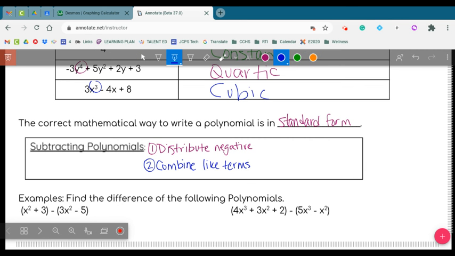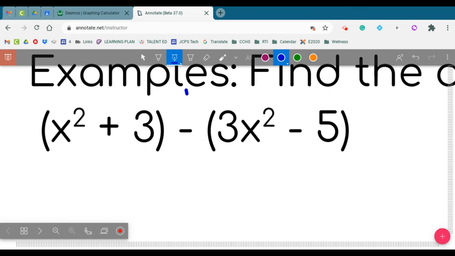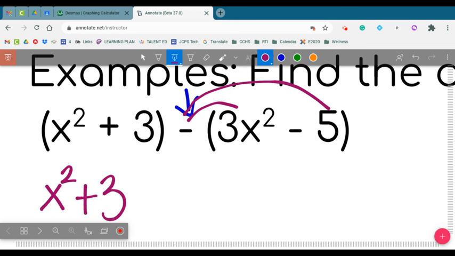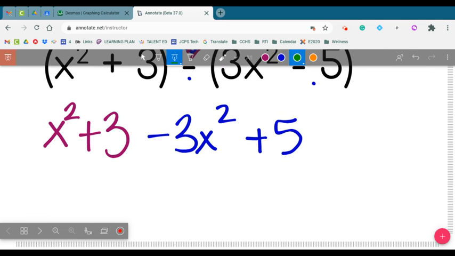Okay, it says find the difference of the following polynomials. Our first step: we have this negative sign in the middle. We're going to take it and distribute it to both terms after. The first set of parentheses stays the same. The second set, this becomes a negative 3x squared. And this will become a positive 5, because negative times a negative 5 will give you a positive 5. So it just changes the sign of everything in the parentheses after that negative.